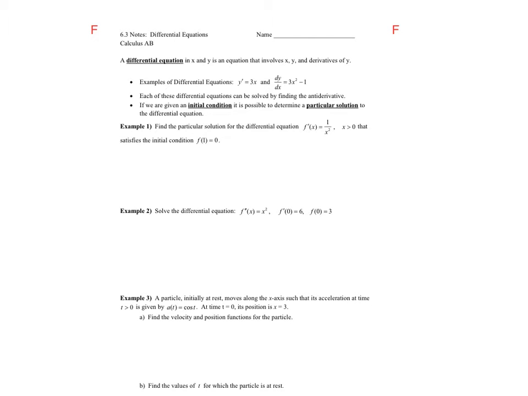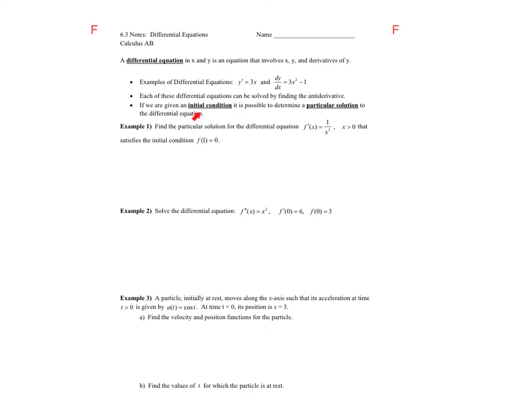All right, so we're in Chapter 6, Differential Equations. We are on Packet F. We are talking about a differential equation, an x and y that involves x, y, and the derivative. If it is considered a differential equation, then you've got a dy dx, you have a derivative somewhere.